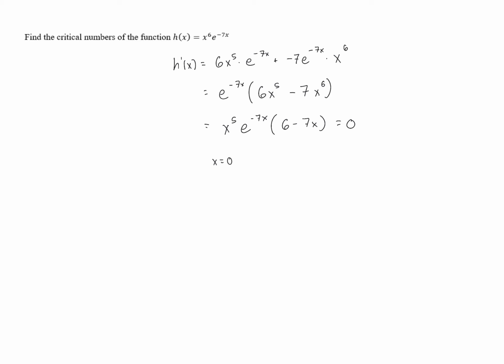And then this last one can be set equal to 0. 6 minus 7x equals 0. If we add 7x to both sides, that gives us 6 equals 7x. And if we divide by 7, that gives us 6/7. So our critical numbers are going to be x equals 0 and x equals 6/7.